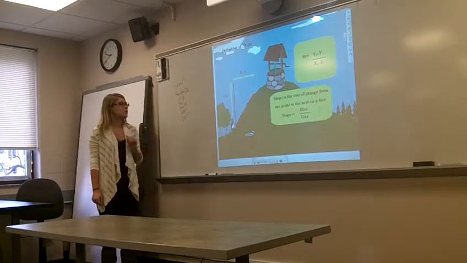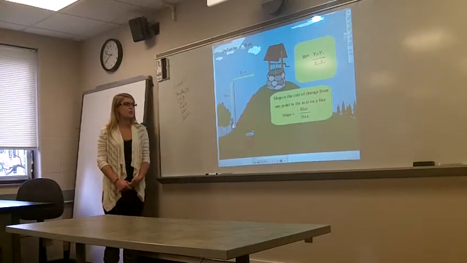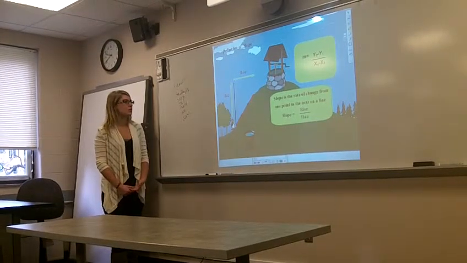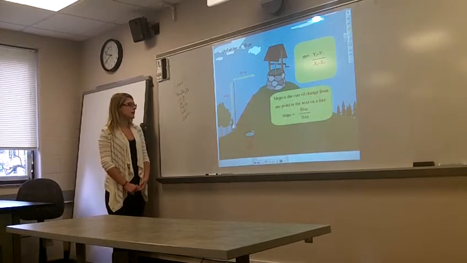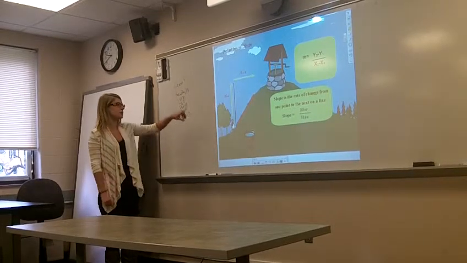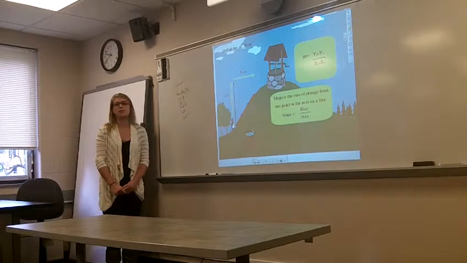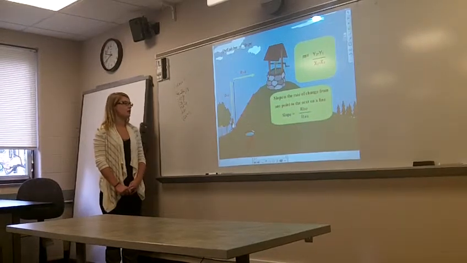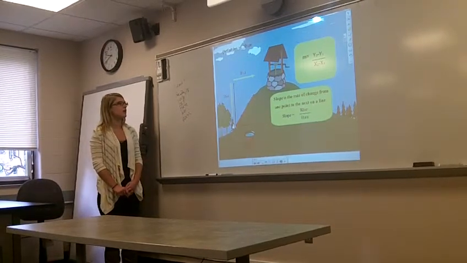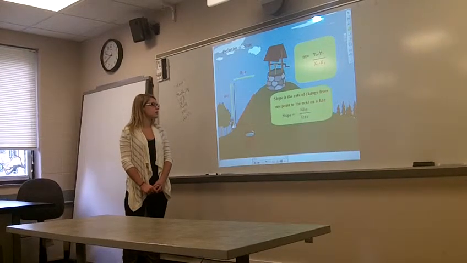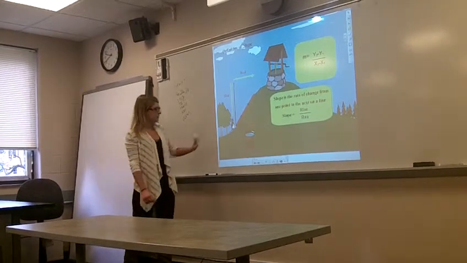Okay, definition of slope. Slope is a rate of change from one point to the next one on a line. It's usually defined as rise over run. Today we're going to find it by locating two points and counting the vertical rise and then putting that over the horizontal run. And then also using the formula m equals y sub 2 minus y sub 1 over x sub 2 minus x sub 1. But first, I have a video.